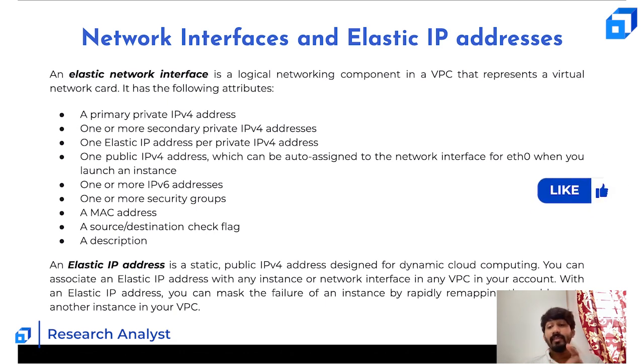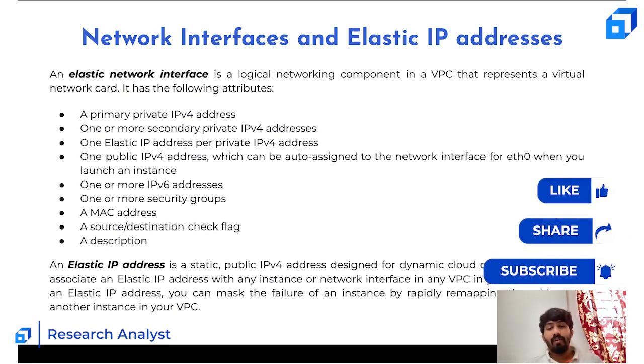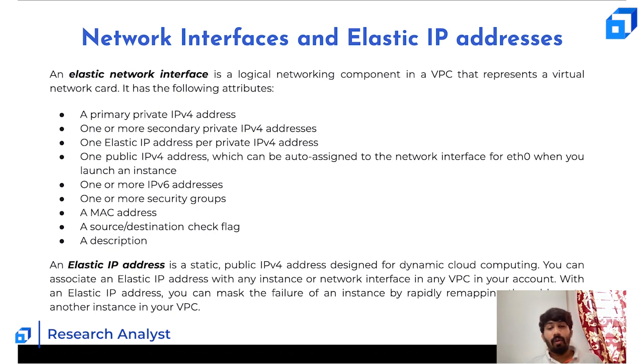An Elastic IP address is a static public IPv4 address designed for dynamic cloud computing. You can associate an Elastic IP address with any instance or network interface in any VPC in your account. With an Elastic IP address, you can mask the failure of an instance by rapidly remapping the address to another instance in your VPC.